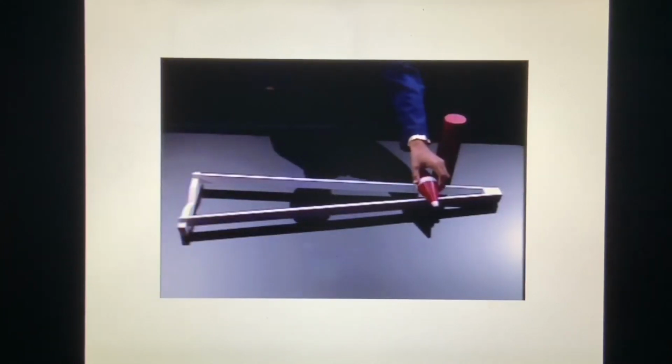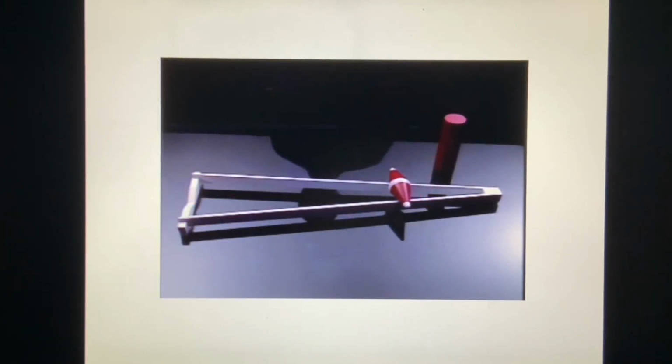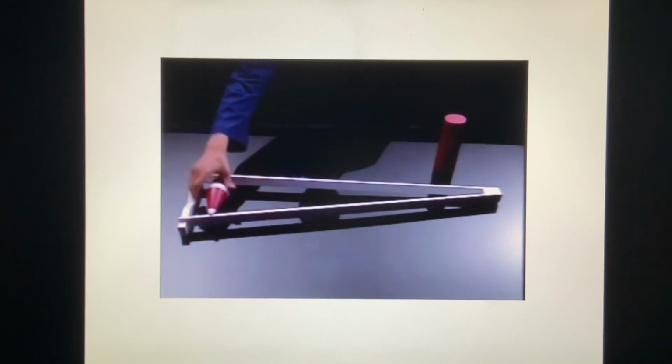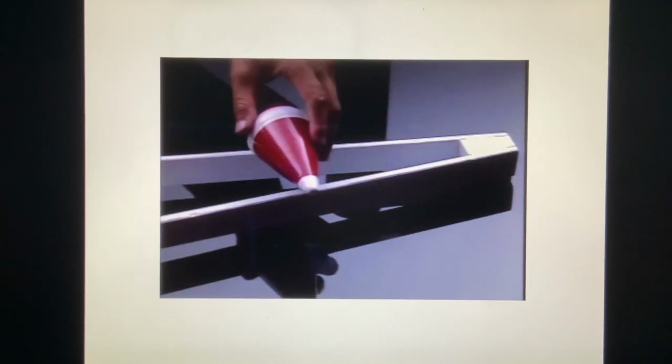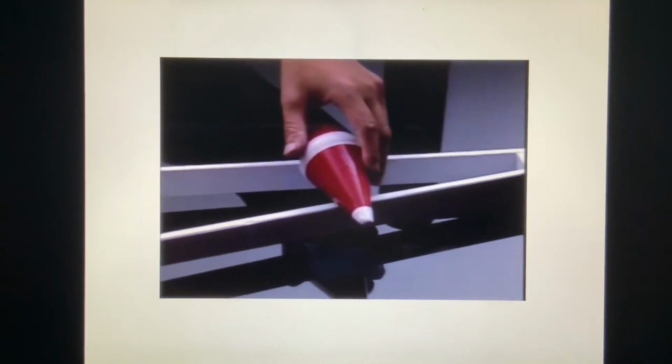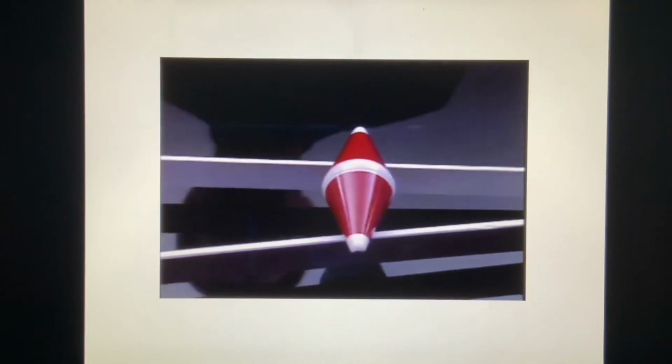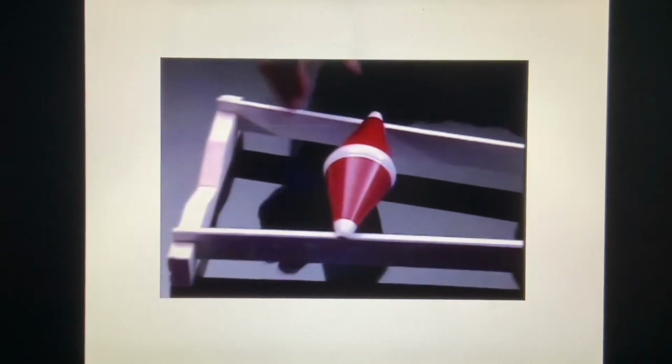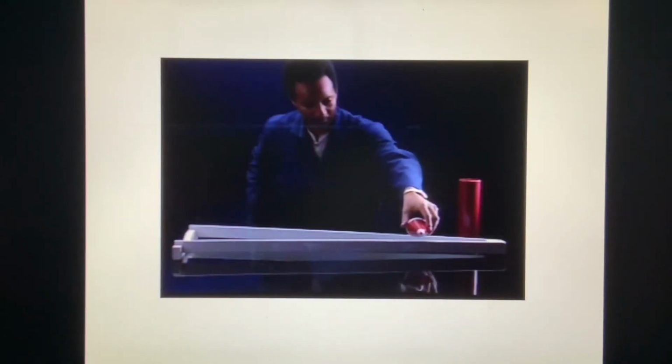The rails spread apart in the uphill direction. This and the shape of the double cone allow the center of mass of the cone to go lower as it moves up the rails. Here's a shot from the side.